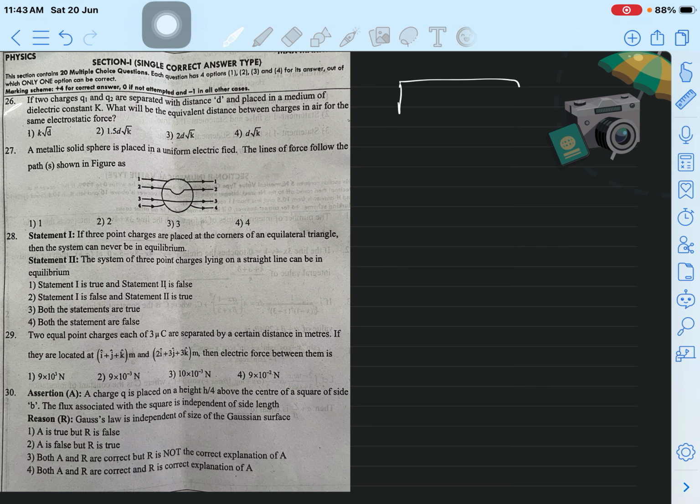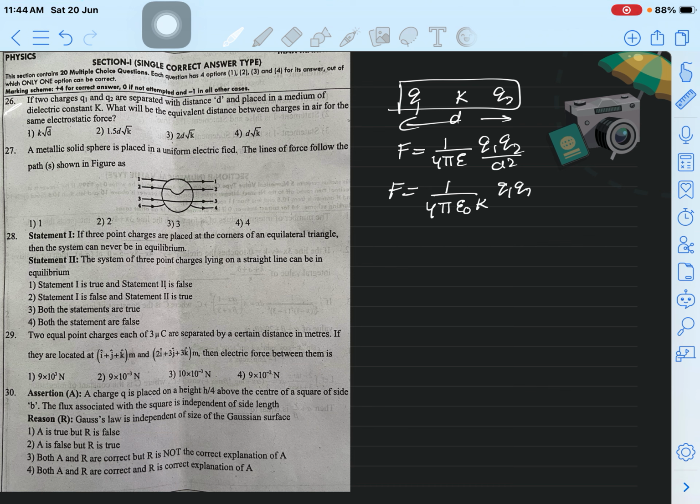First, when they are in the medium, the charges are separated by a distance of d. Now, what is the formula for the force between them when they are in a medium having a dielectric constant of k? It is 1 by 4 pi epsilon, q1 q2 by d square. But what is epsilon, the permittivity of the medium? Its value is epsilon naught k, so the force is 1 by 4 pi epsilon naught k, q1 q2 by d square. This is F1.